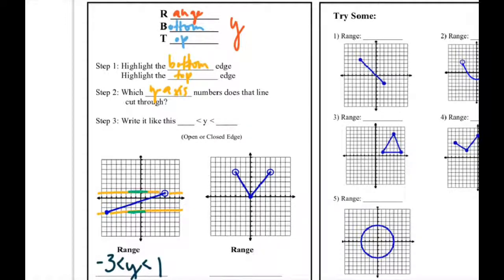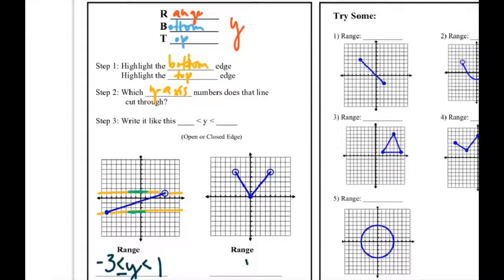So we'll do another one just like that. Range is y. Hold on. Before I do that, I need to check my sign. So in this one, the bottom y value is a closed circle. So I need an inequality that would include this ordered pair. The top y value is an open circle, so I'm going to keep this one here open.